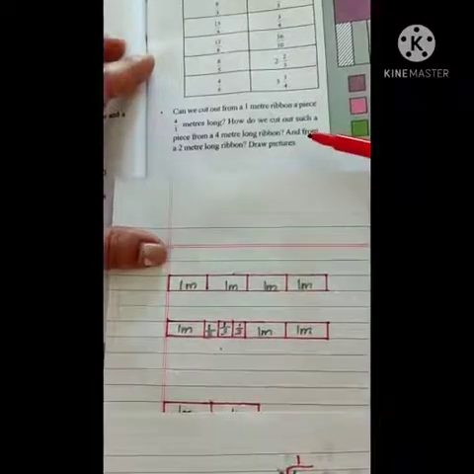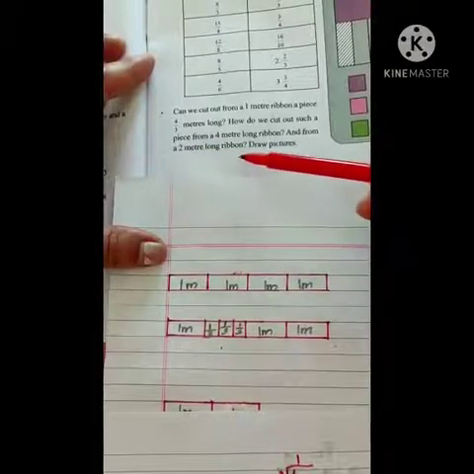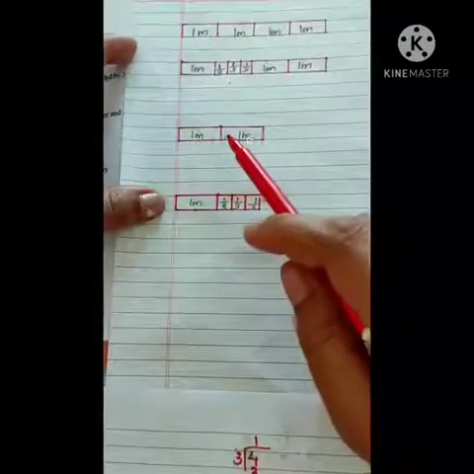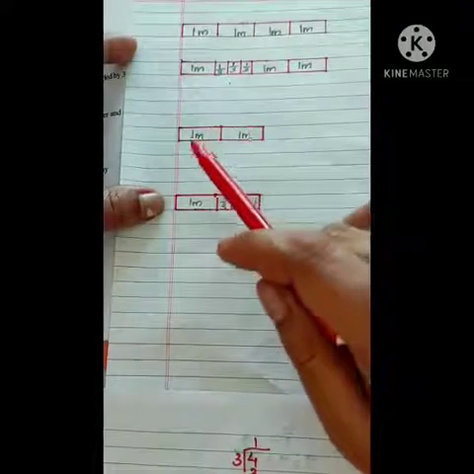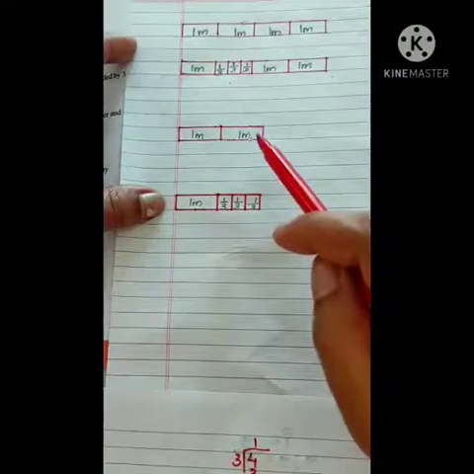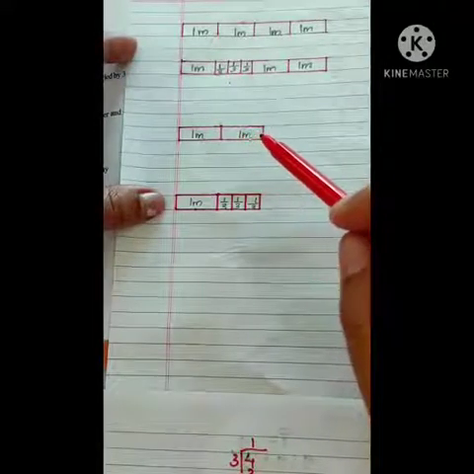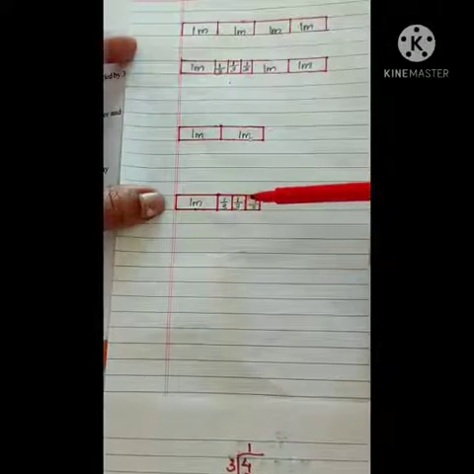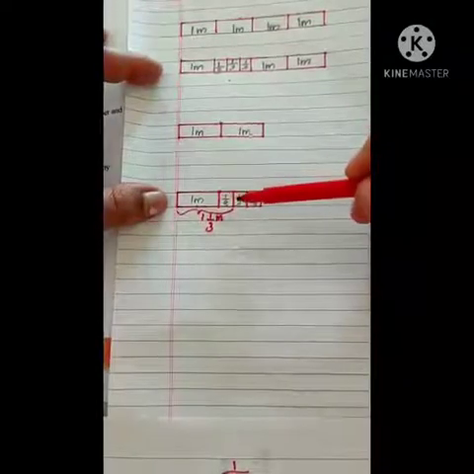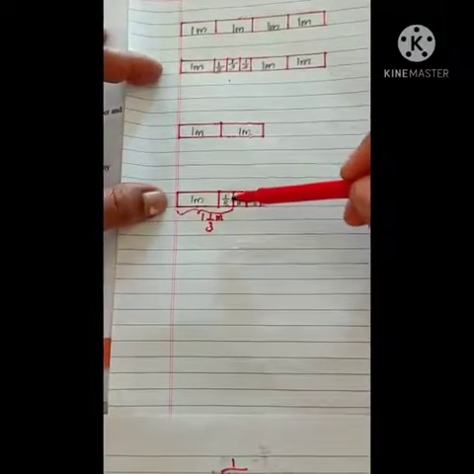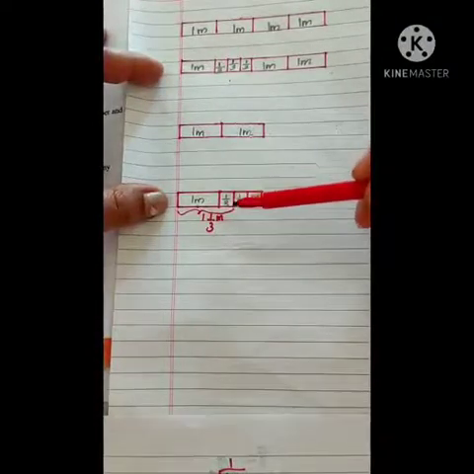Then the third part of the question is we have to cut 4 by 3 meter from a 2 meter long ribbon. Suppose this is a 2 meter long ribbon. It is to be divided into 2 equal parts. Each part has length 1 meter. Again, we divide this second part into 3 equal parts. Then each part has length 1 by 3 meter. Here also we can easily cut out 1 and 1 by 3 meter from a 2 meter long ribbon. You cut out the ribbon at this point.